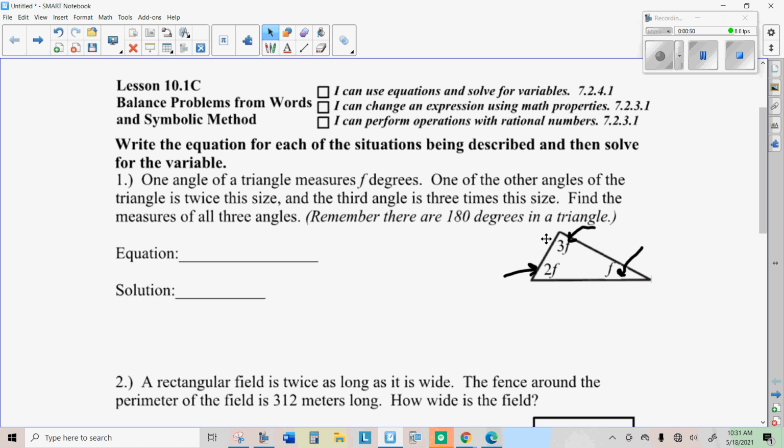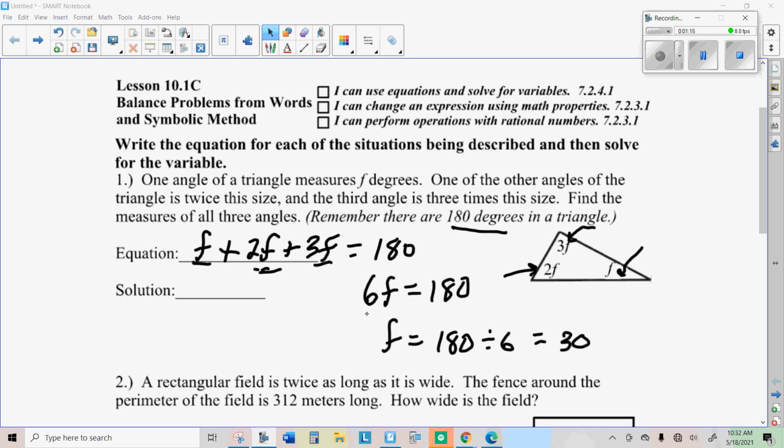Okay, and so we're going to use the idea that there are 180 degrees in a triangle. So my equation would be the first angle plus the second angle plus the third angle totals 180. Okay, now what I'm going to suggest you do is simplify this equation and find the answer.